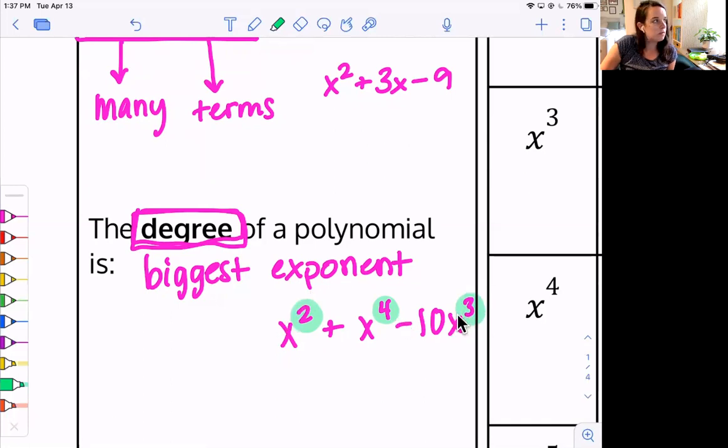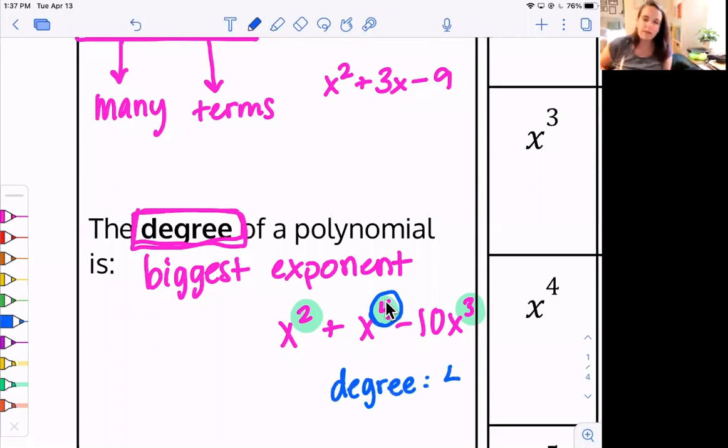You can put it in the chat. You can come off mute. Either way. What's the biggest exponent? Yeah, for sure, Alexia, 4. So 4 is the biggest exponent. So we'd say the degree of this is 4, the biggest exponent. You might be thinking, but wait, what about the 10? The 10 is called a coefficient. It's not an exponent. It's not a little baby number. It's a number in front. So that one doesn't count. Only the exponents count. This is note 34.